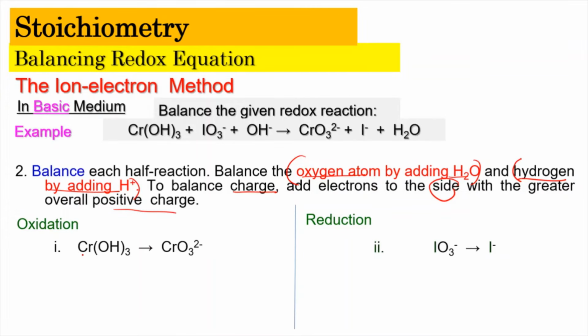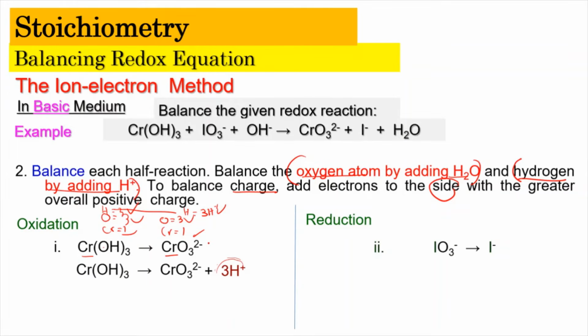So as what you can see here, Cr and Cr, we have 1. Oxygen, we have 3 on this side, and oxygen here, we also have 3. But the hydrogen here will have 3, but on this side hydrogen is 0. So in order to add hydrogen, we need to add H+. How many do we need to add? Yes, 3 H+, because we have 3 H here. So we're going to add 3 H+. So the number of atoms at both sides are equal.